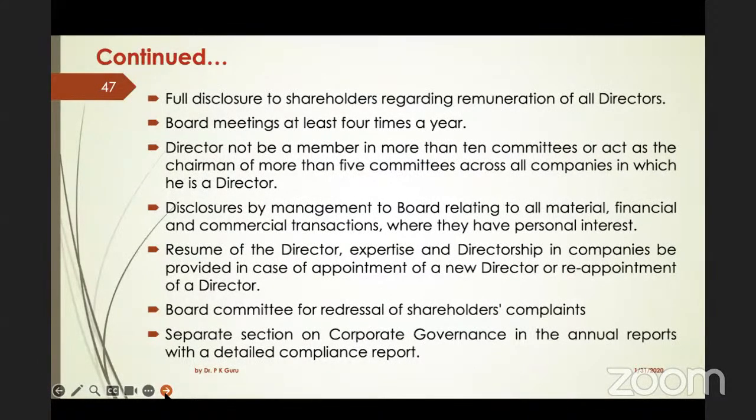Then board committees for redressal of shareholders' complaints. A separate section on corporate governance in the annual reports with a detailed compliance report.